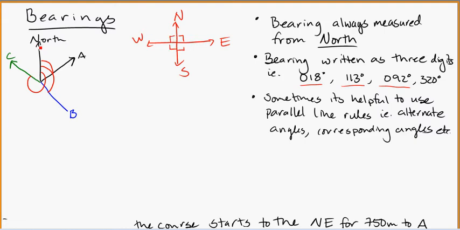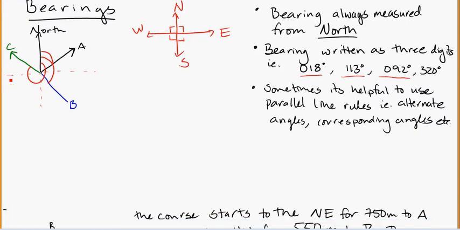So in this case, angle A is going to be less than 90 degrees because it's above the east if you were to draw it in there. And angle B would be more than 90 degrees. This would be 180, and that would be 270.